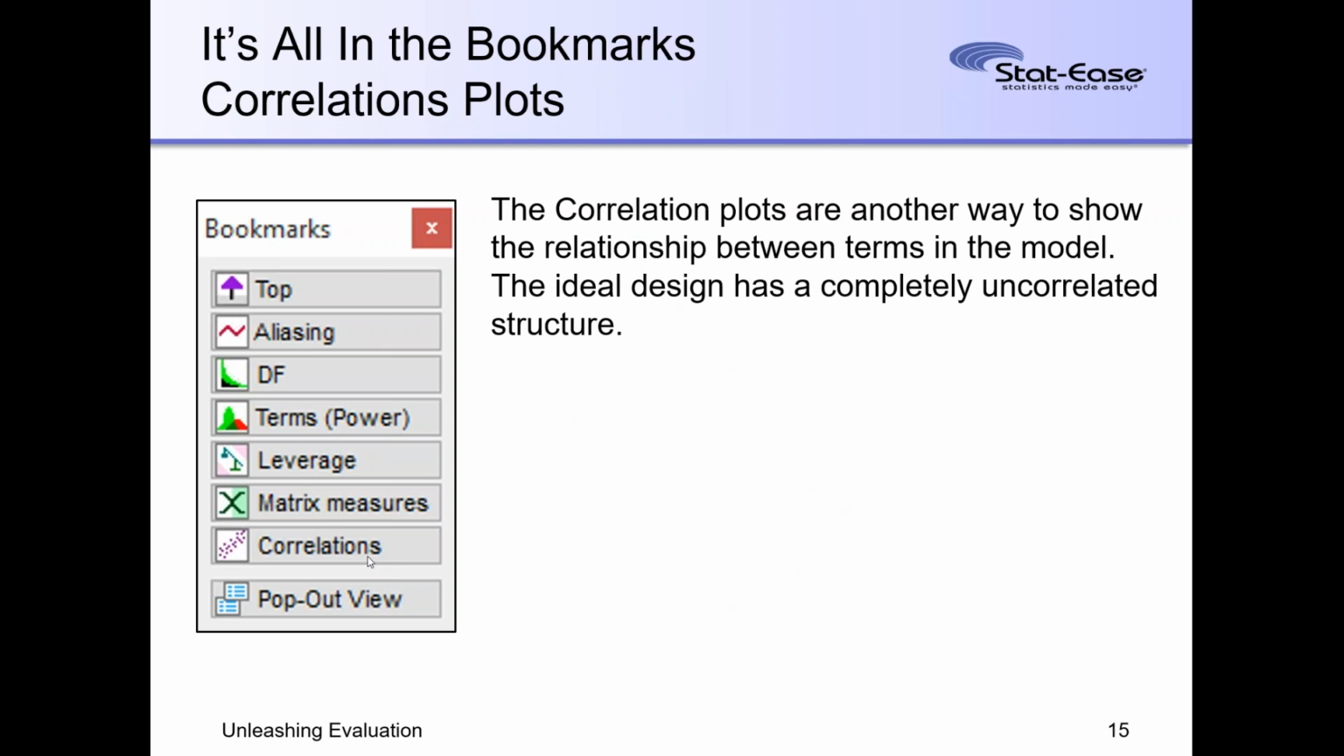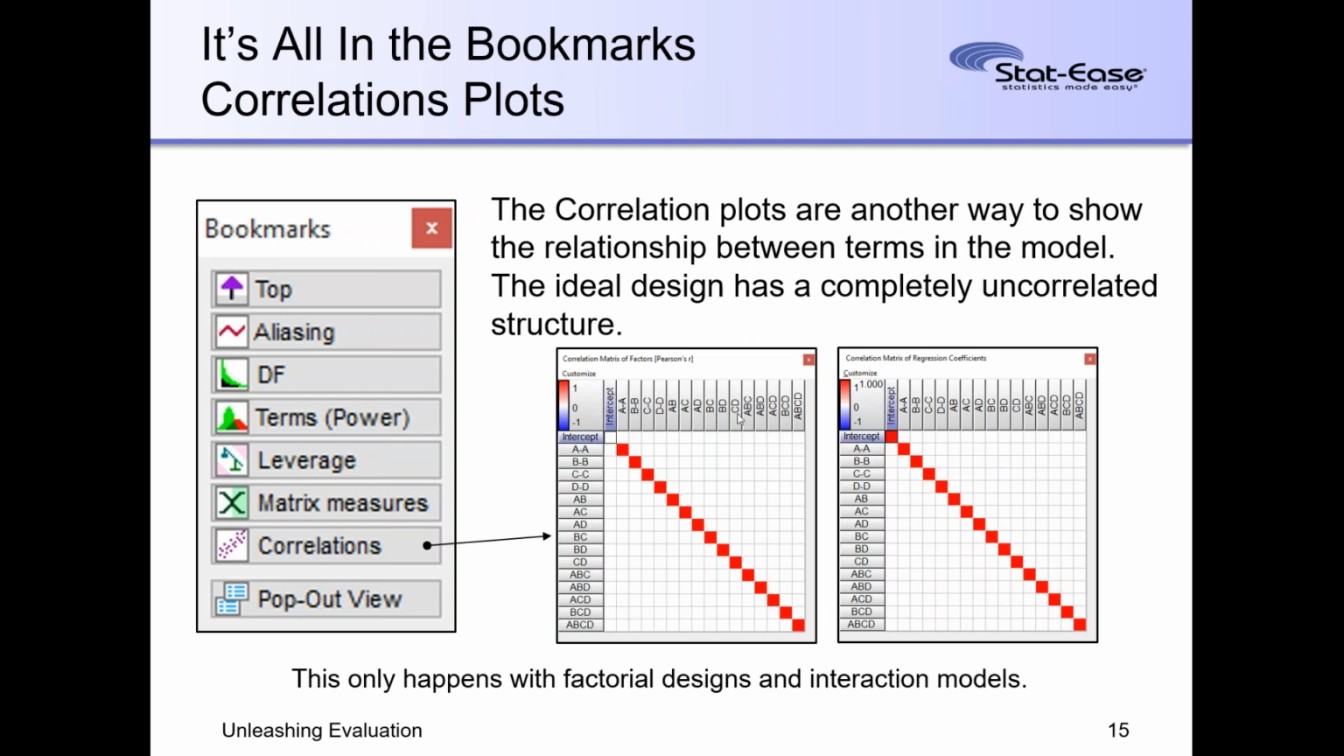And last but not least is the correlations. The correlation plots are another way to show the relationship between terms in the model. The ideal design has a completely uncorrelated structure, such as this. Now, this only happens with factorial designs and interaction models. All of these off diagonals are 0. Of course, every term is correlated with itself perfectly.